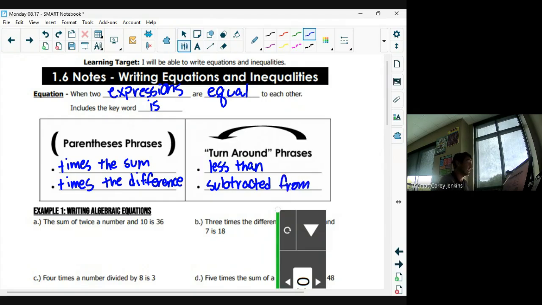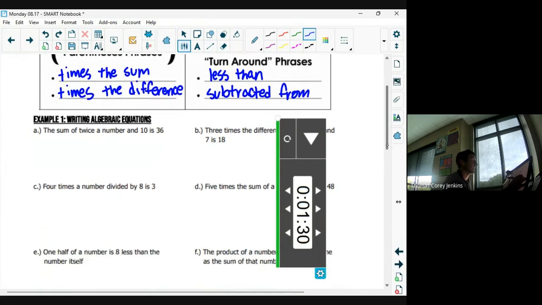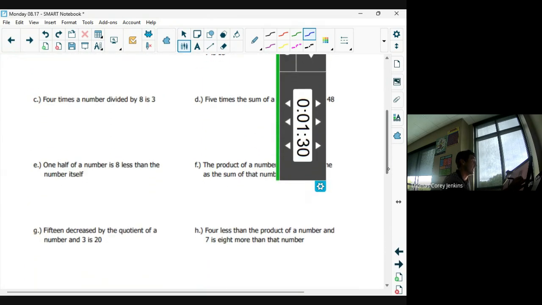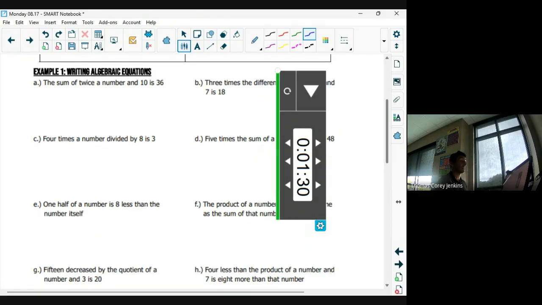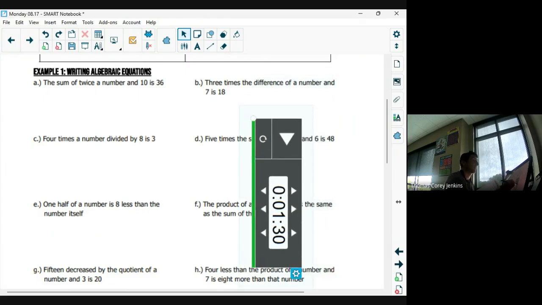With that said, let's go ahead and I'm going to kind of work down the left-hand column. So A, C, E, G. And then I'll give you some time to work with each other. Actually, I'm going to throw B in there as well.